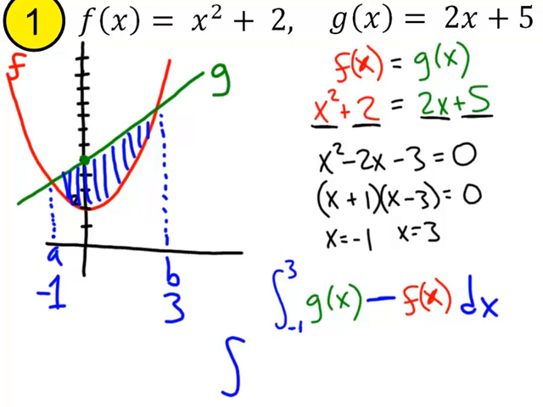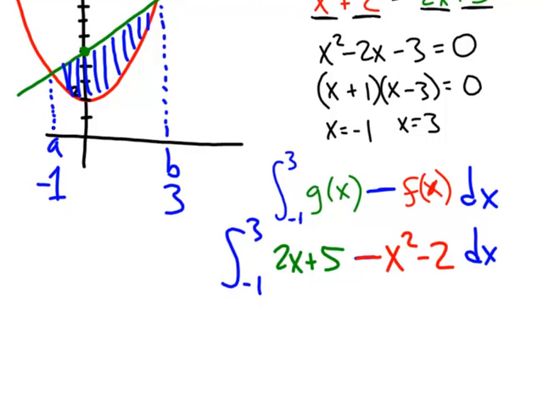So let's scroll down just a little bit here, and we'll rewrite the definite integral from -1 to 3 of g of x, 2x plus 5, minus f of x. Now let's go ahead and just distribute that negative sign. So minus, we could do parentheses x squared plus 2, close parentheses. But let's do minus x squared minus 2. We've just gone ahead and distributed the negative. Then dx.